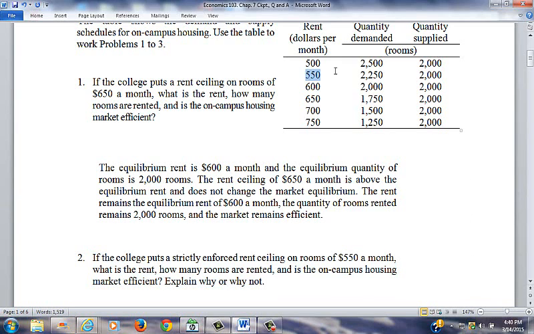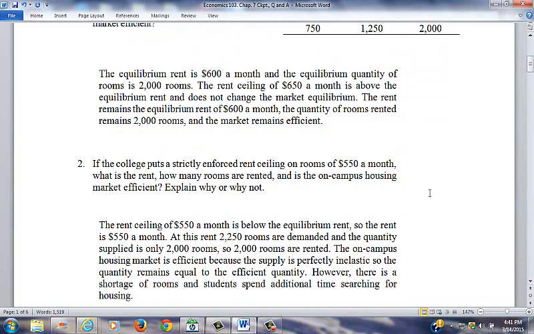You can look at $550 a month, what the effect is at that rate. Quantity demanded is 2,250. Quantity supplied is 2,000. That's a problem. The rent ceiling of $550 a month is below the equilibrium rent, so the rent is $550 a month. At this rent, 2,250 rooms are demanded, and the quantity supplied is only 2,000 rooms. So 2,000 rooms are rented.